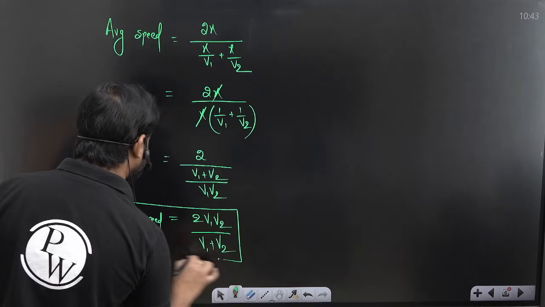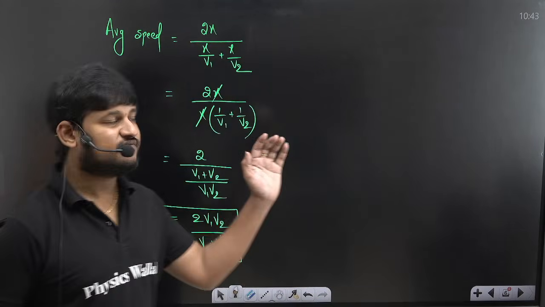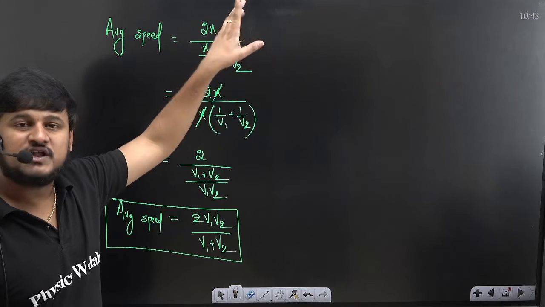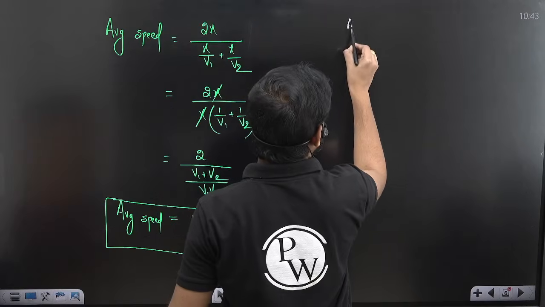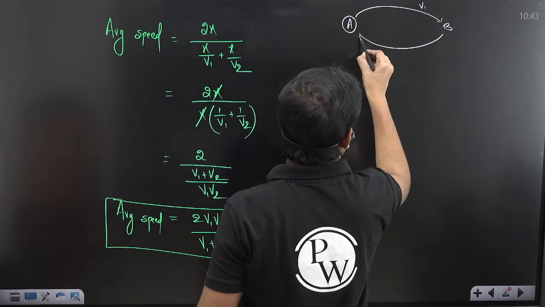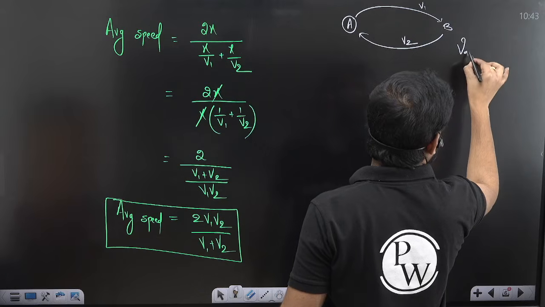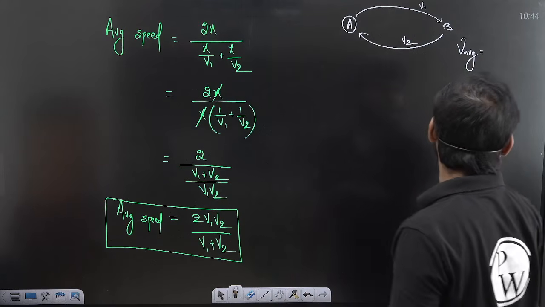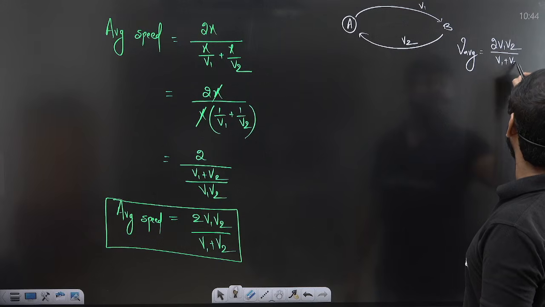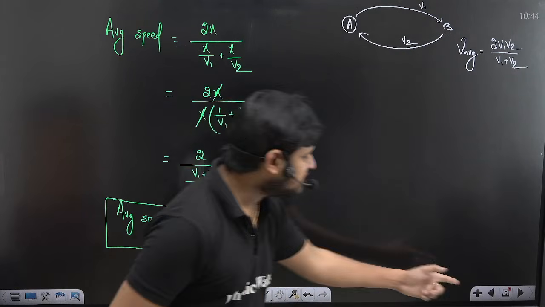Right? Now this formula you should remember. Whenever they say that from one place to another place the body travels with some speed, and while returning it's maintaining another speed, and ask to find the average speed, see here: while going from A to B it's maintaining v1 velocity, while returning from B to A it's maintaining v2 velocity. In this case, to find the average speed, the formula is 2 v1 v2 by v1 plus v2. Remember this. This is a general formula.